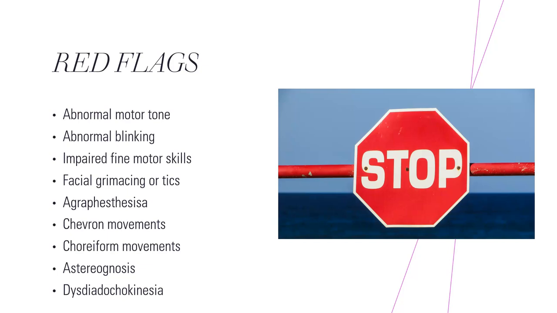dysdiadochokinesia. So what are choreiform movements? Those are repetitive and rapid jerking. They're involuntary, but they're well-coordinated movements. And those are usually associated with Huntington's disease.